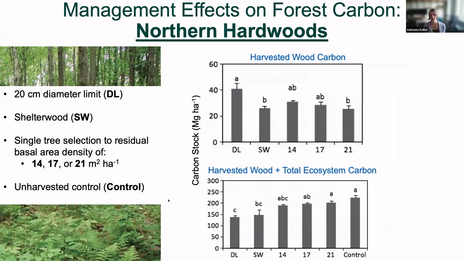And then they also looked at harvested wood carbon, and they found that there were some differences between treatments in how much harvested wood they were able to procure from these treatments, and then added them together. So how much carbon stayed in the ecosystem and how much were they able to harvest for harvested wood products? And again, there's slightly more carbon in your control compared to some, but not all, of the cutting treatments. And so this demonstrates this trade-off between keeping carbon in the ecosystem and also trying to provide other benefits of your forest, such as harvested wood products.